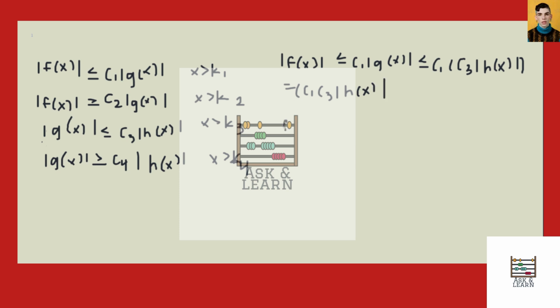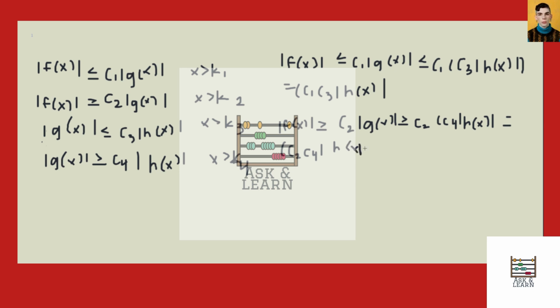And then we have the absolute value of f of x is bigger or equal to C2 absolute value of g of x, which is bigger or equal to C2 C4 absolute value of h of x.